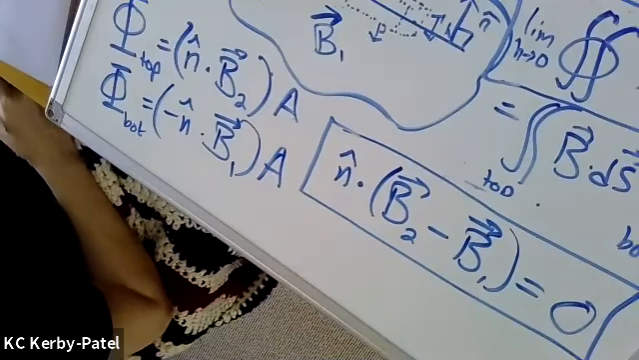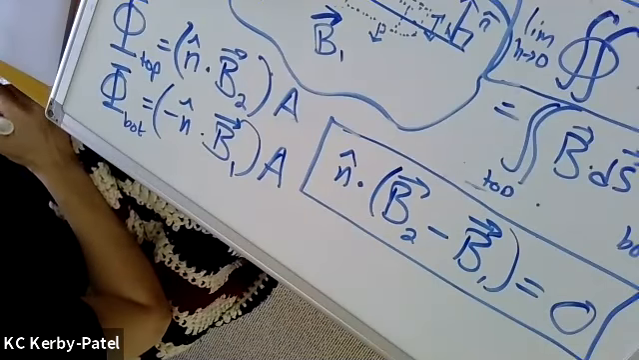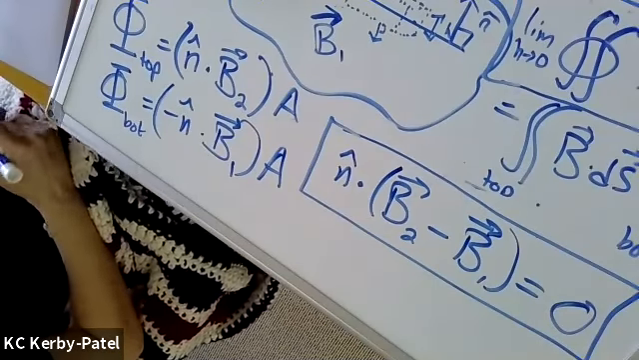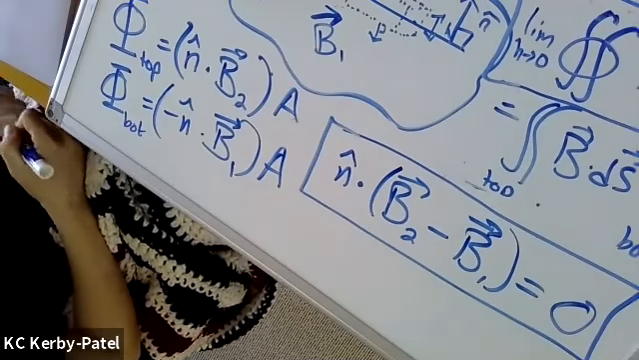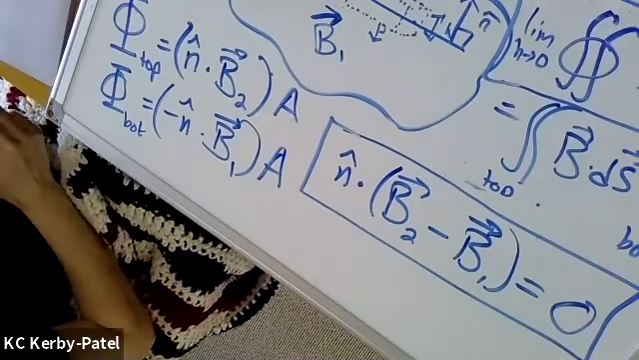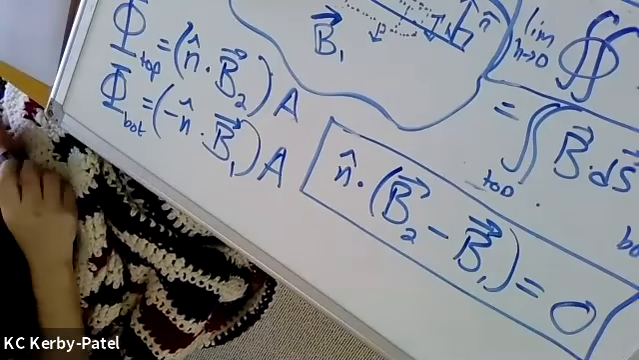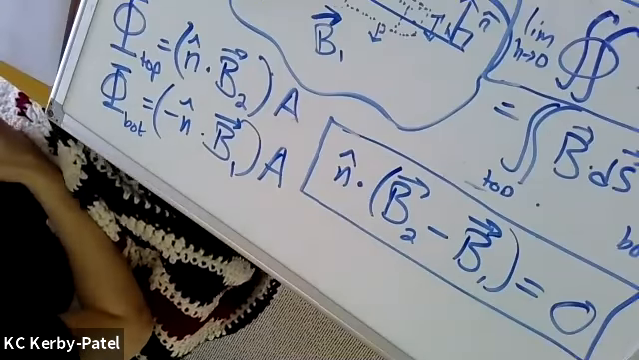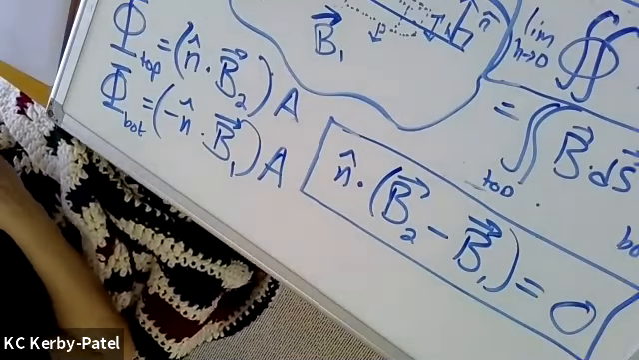Could you elaborate a little bit more? I kind of get the boundary conditions, but just one more time to reinforce it, please. Okay. So boundary conditions become important when you are talking about having two different materials.